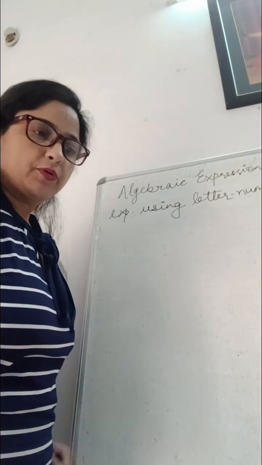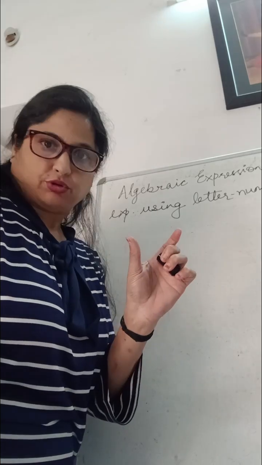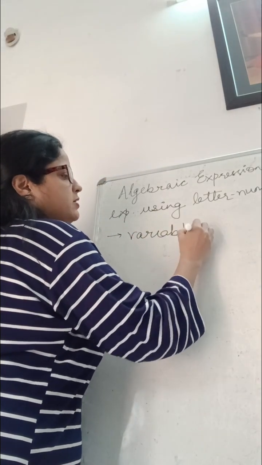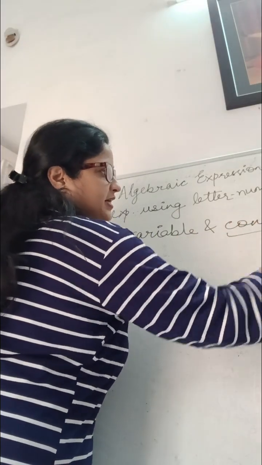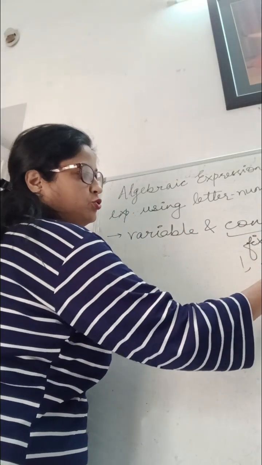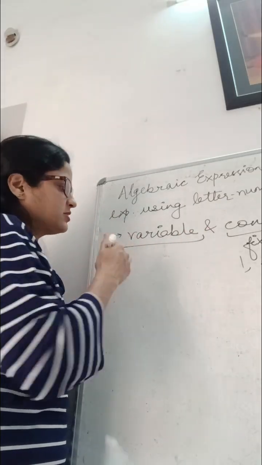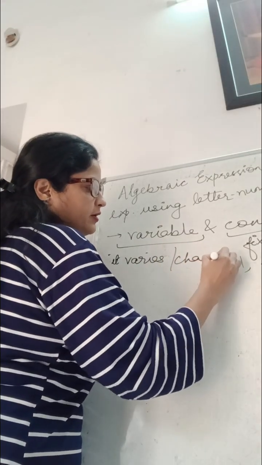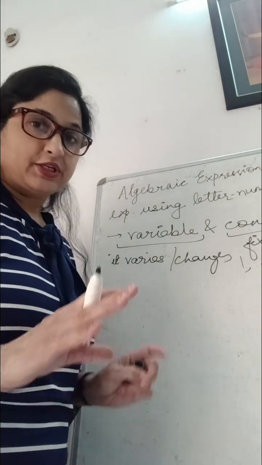So you all know that an algebraic expression is nothing but it contains both a variable and a constant. Constant, as the word says, has a fixed value. It can be a fixed number, 1, 2, 3, 4, whatsoever. And variable, as the name suggests, varies or changes. So a variable takes up different values, it is not fixed.